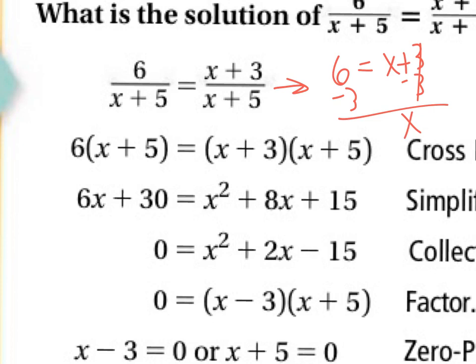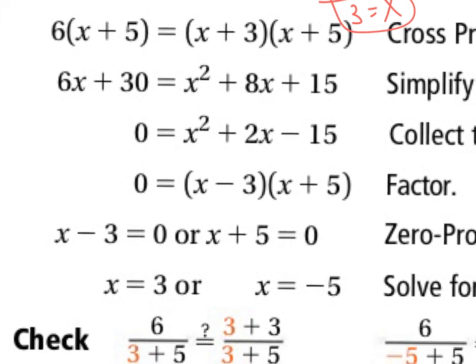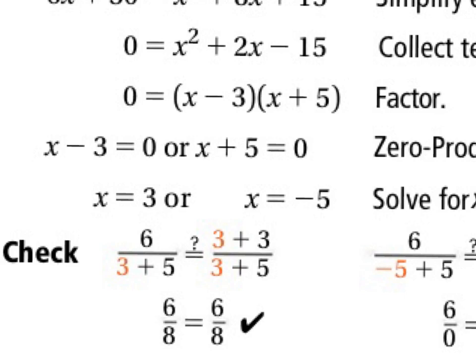We could have subtracted 3 and we'd get x equals 3 and we'd be done. Anyway, they didn't do that, which, you know, that's fine. It's just extra work, but it's very rare that you would ever have a problem where the denominators are the same anyway. So they worked this out and they ended up getting either 3 or negative 5.